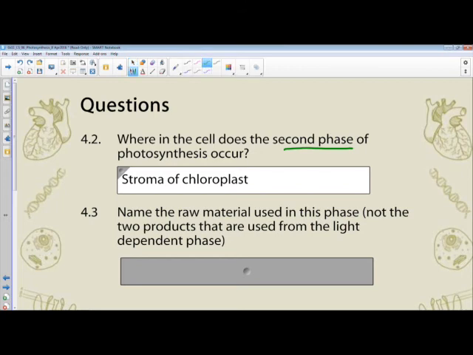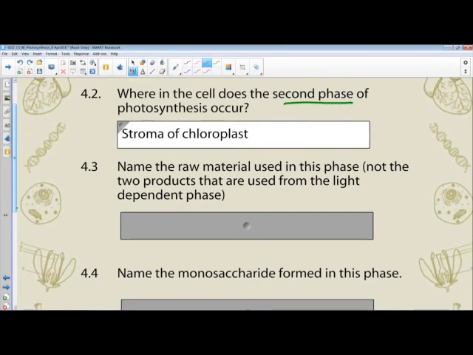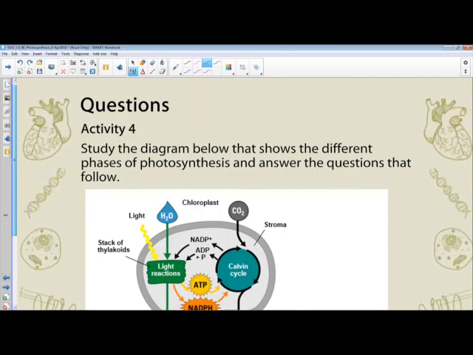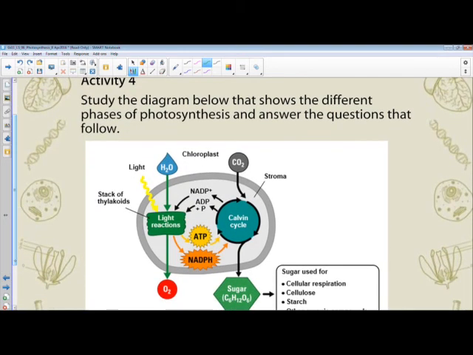Okay, so name the raw materials used in this phase, not the two products that are used from the light dependent phase. So what are the raw materials that are used in this? If I go back to that diagram very quickly, we can look at it. What are the raw materials that are required in this stage? Definitely we're seeing carbon dioxide, but it says what are the two raw materials? So let's think about that very carefully.